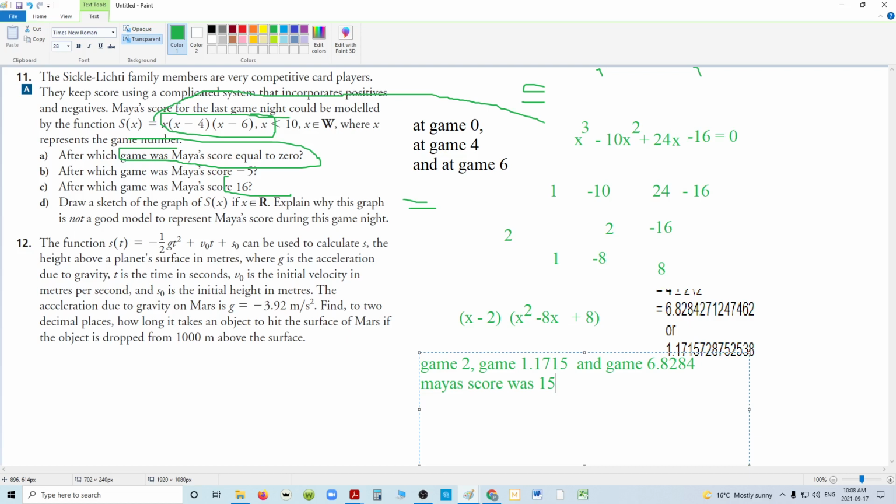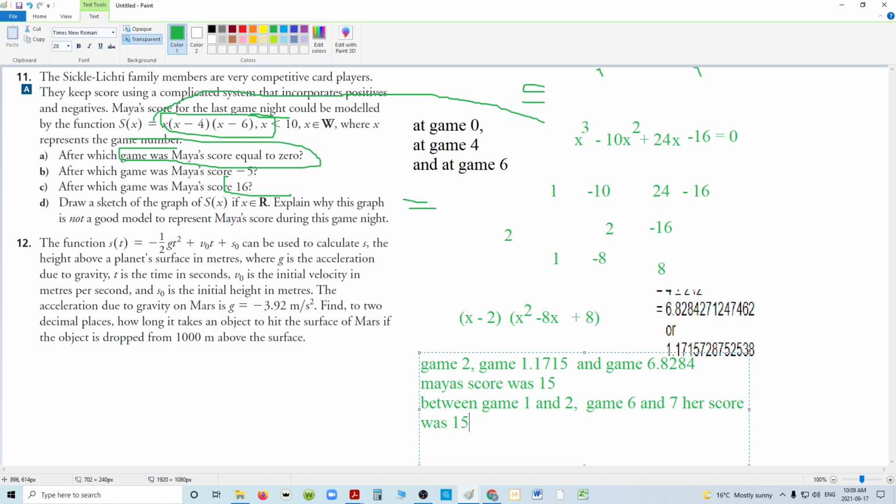She plays game 0, 1, 2, 3, 4, 5, 6, whole numbers. So somewhere between game 1 and 2, her score was 16, and somewhere between game 6 and 7, her score was 16. But it's not realistic. I think the only acceptable answer here is game 2.